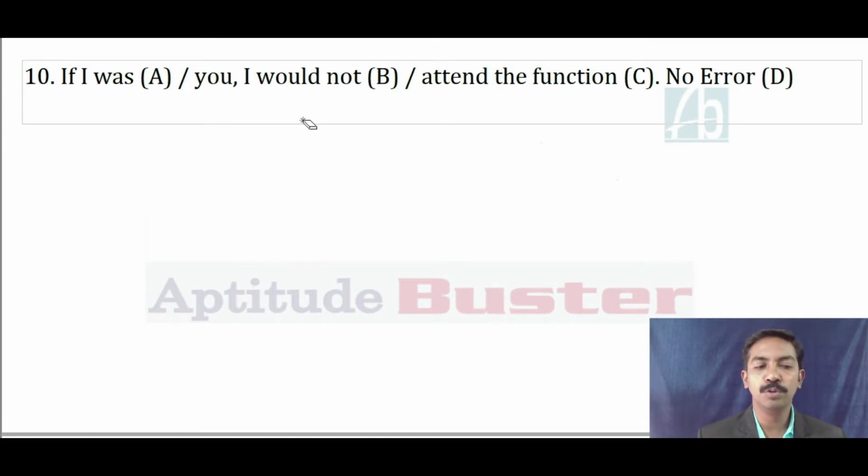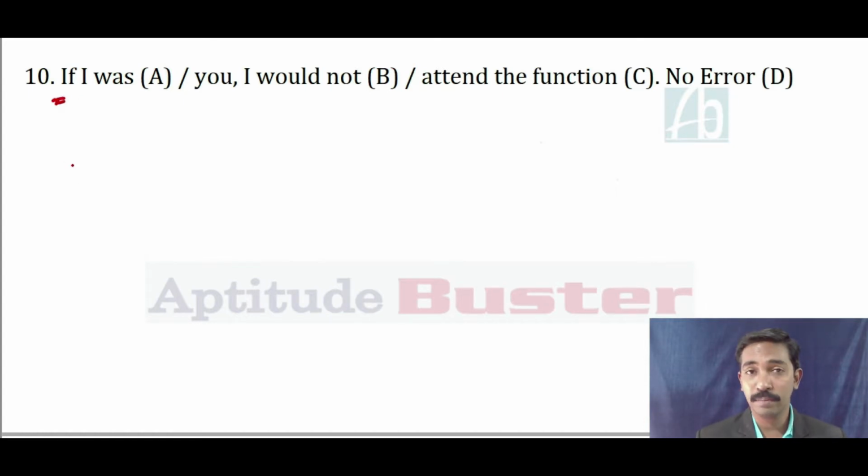Let's look at this question. If I was you, I would not attend the function. If you remember the patterns, please focus on certain indicators. Is there a word if in the given sentence? Then it's very much a conditional clause. You know, there are only three conditional clauses: probable, improbable, or less probable. You try to find out which condition it belongs to. If I was you, I would not attend the function.